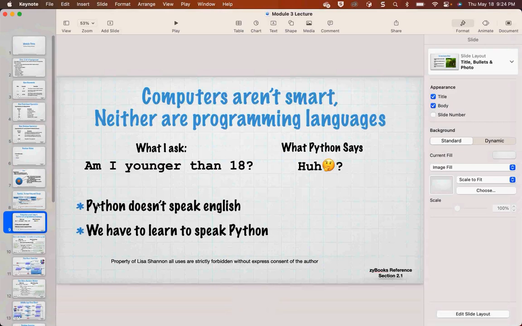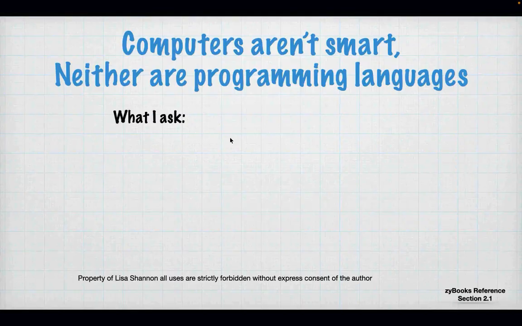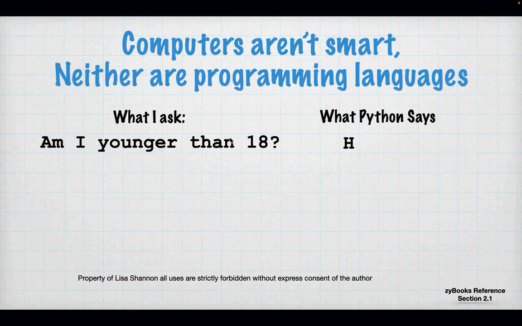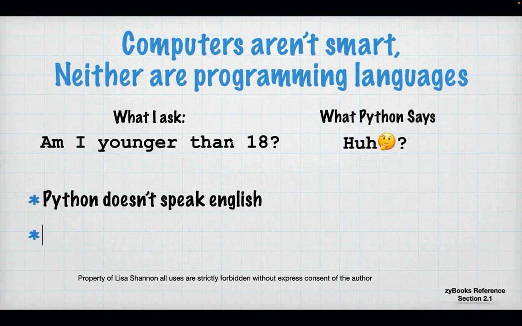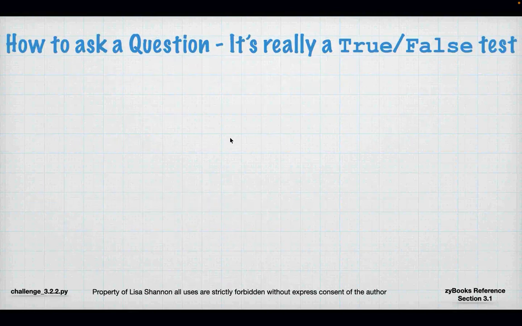So, computers aren't smart in our programming languages, and that's a very true statement. I just have a quick question here. Am I younger than 18? Python's like, I have no clue. How am I supposed to tell if you're younger than 18? Because Python doesn't speak English, so we're going to have to learn to speak Python.